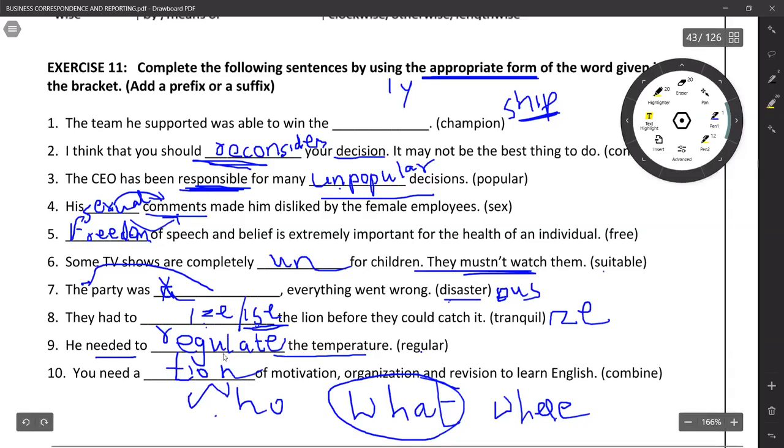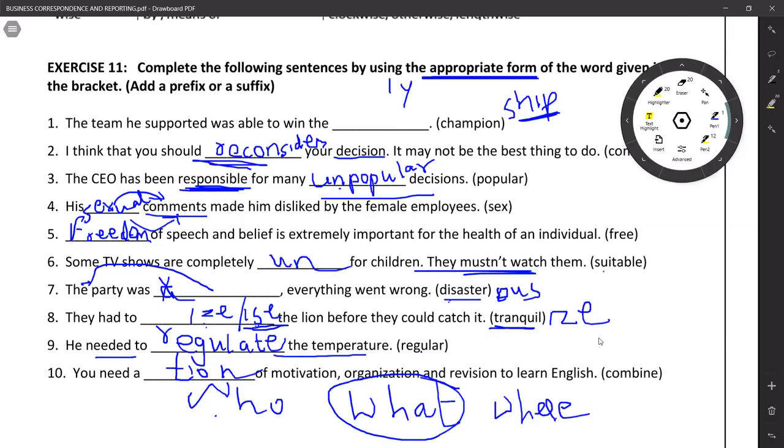Acha, okay. Regulate. Acha, tranquilize. Tranquil means calm, guys. To make something calm, you have to tranquilize it. You have these tranquilizer guns and all that, no? If you want to control or tame an animal. Okay. Good, guys. Very good.